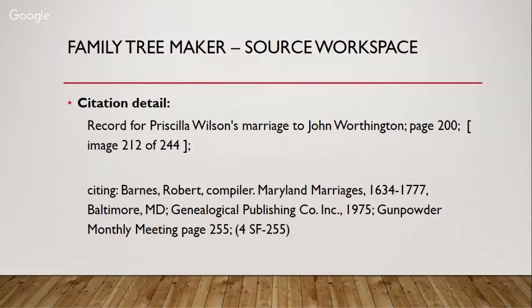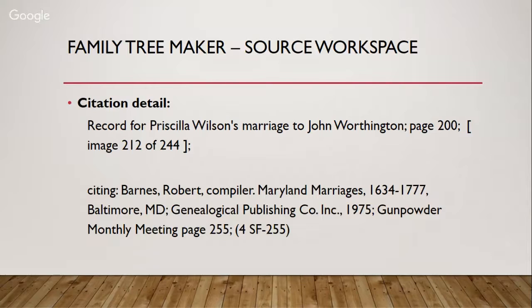Now, what I added to this was the information that I got from the front of the book, where it said the Gunpowder Monthly Meeting, page 255, and that's what the 4SF 255 means. In other words, what I'm looking at is a couple generations away from the original document. Robert Barnes got his data from the Gunpowder Monthly Meeting. It was on page 255 of that document in the Hall of Records at the Maryland Historical Society.